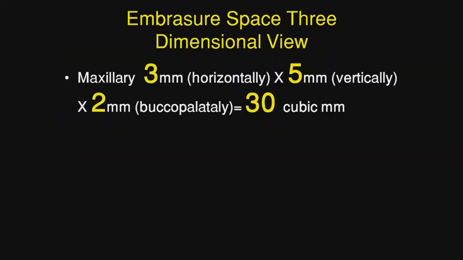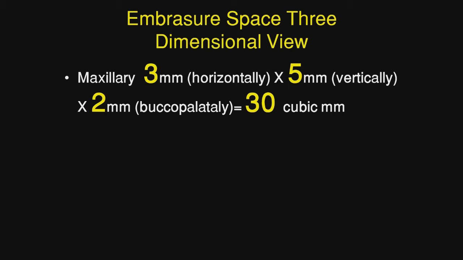So let's review embrasure space in a three-dimensional view. What we're saying is the distance between the two teeth ideally should be 3 millimeters, and from the crest of the bone, the papilla is going to come down 5 millimeters. And we're going to guesstimate that the distance in the buccal-lingual dimension is 2 millimeters. So therefore, there are 30 cubic millimeters of embrasure space.